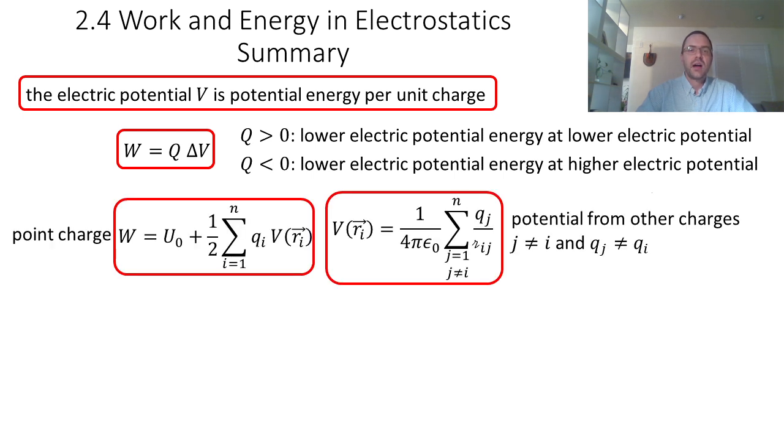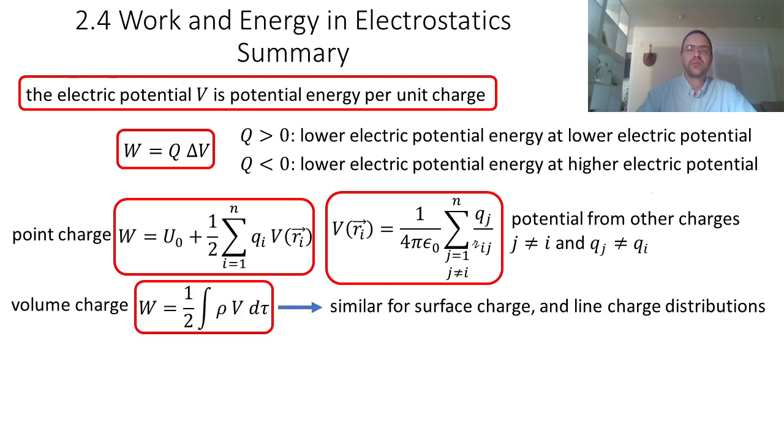Then we saw how to calculate the energy of a distribution of point charges. It is U naught, the energy to create a point charge at zero potential, plus 1/2 of the sum of the charges times the potential from the other charges at that point. And then we generalized this to continuous charge distributions. For a volume charge distribution, the energy is 1/2 the integral of rho v V d tau, and similar expressions for a surface charge distribution or for a line charge distribution.